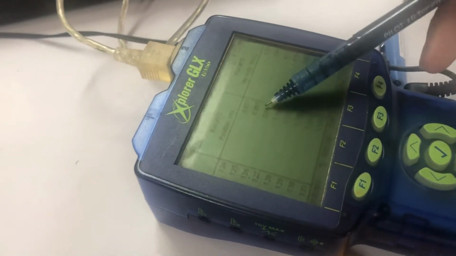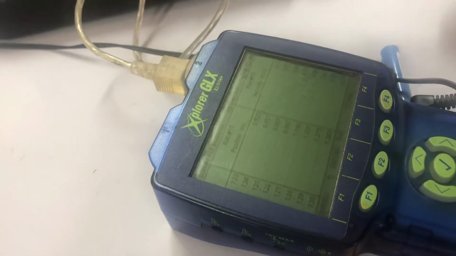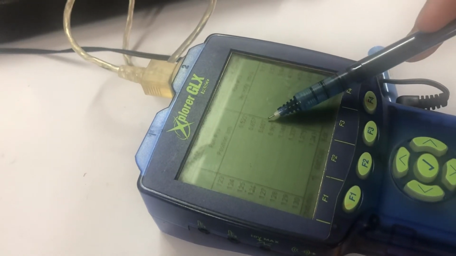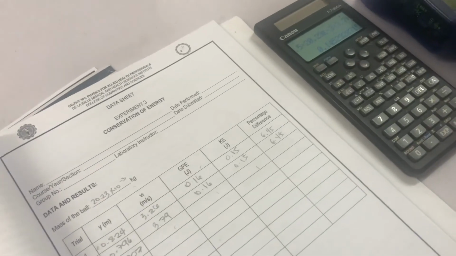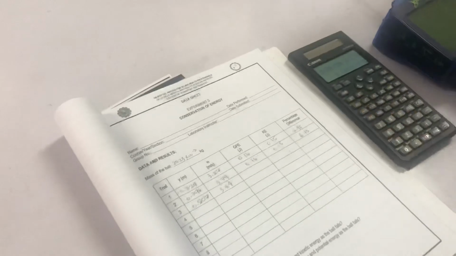But anyway guys, you can also choose the first data, 0.657. But again, in my case, I'll be using the 0.807. So 0.807. And then the velocity at that position is 3.84. So this is 3.84. Okay, the same procedure.